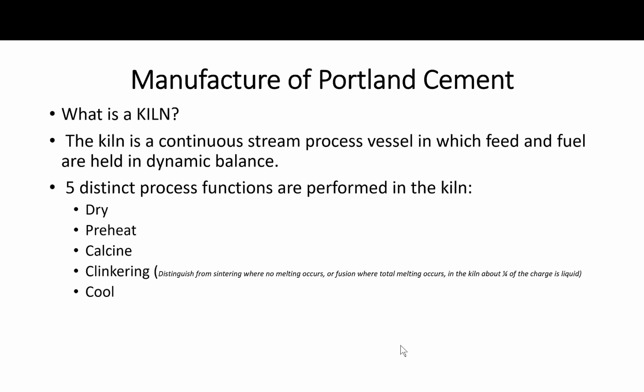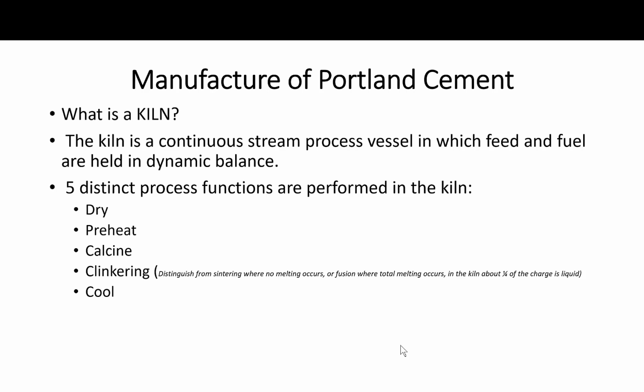So as a formal definition, the kiln is a continuous stream process vessel in which feed and fuel are held in a dynamic balance. The kiln diameter and length vary depending on the type of the process. Wet process kilns could be up to 8 meters in diameter, 230 meters long. The typical dimensions of modern kilns are about 50 to 100 meters long and about 3 to 10 meters in diameter.